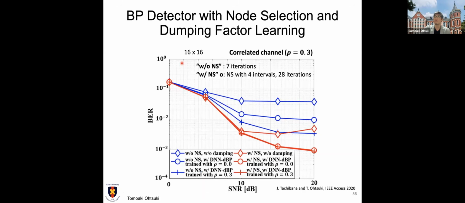Okay, let's see the performance. This one is the hard case, a 16 by 16, so we can see the error floor, but let's see the BER performance versus SNR. This blue line represents the BER performance without node selection. This red line represents BER with node selection. And this one, the best one, is node selection with, as the title mentioned, damping factor learning.